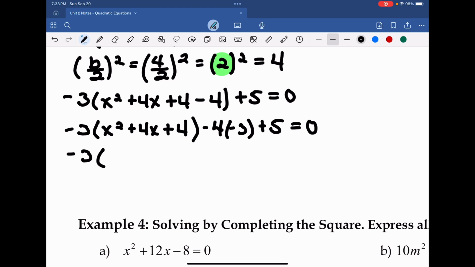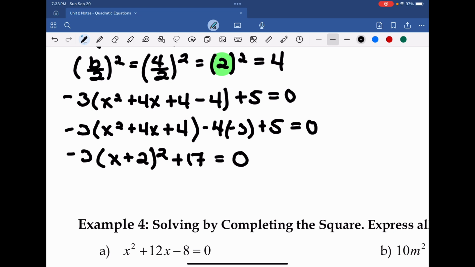We're then going to rewrite this as 3. Instead of the trinomial that we see on the inside here, we know that the term that makes up the binomial comes from our b divided by 2. It's x plus 2 all squared. Negative 4 times negative 3 is 12. 12 plus 5, this is going to be equal to 17 on the outside. So we're going to write it as positive 17 is equal to 0.